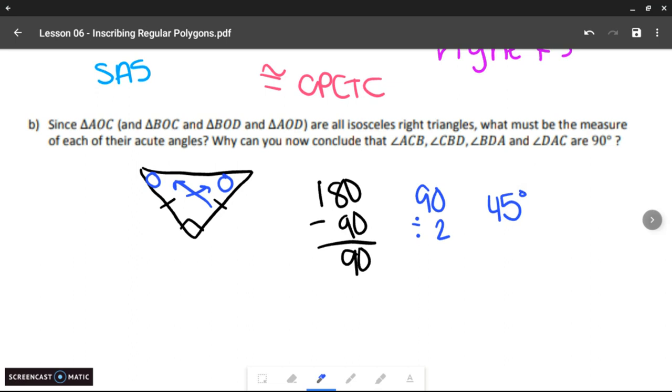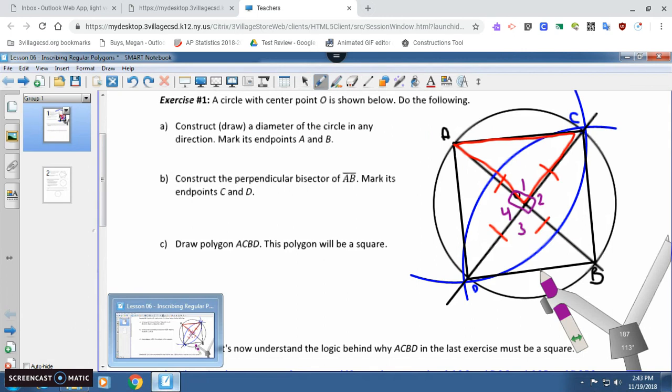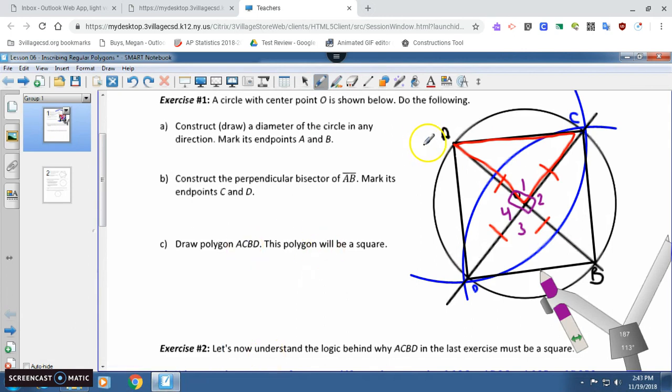Now, why can I conclude that ACB and CBD and BDA and DAC are all 90 degrees? Well, let's go back to our picture. I'm talking about the angles like ACD. Well, this angle we just showed was 45. This one's also going to be 45. And same for all of them. So 45 plus 45 gets us 90 degrees. And we know that squares have 90 degrees for all four of their angles. And we showed that all four of these sides were congruent. So a polygon with 4 sides congruent and 4 90-degree angles has to be a square.